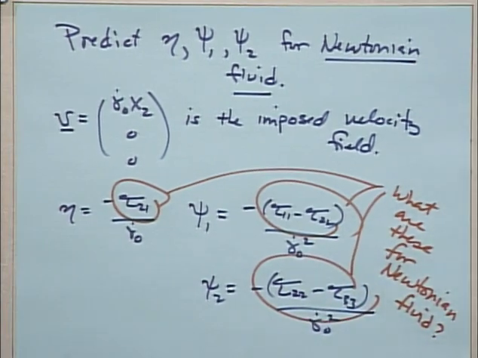We need to predict the stresses for a Newtonian fluid. And we can do that because we know that tau equals minus mu gamma dot, del V plus del V transpose. All you need is V, and we've got V. Okay? Very simple. So let's do it.